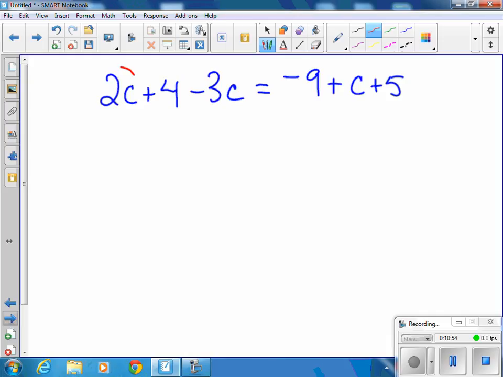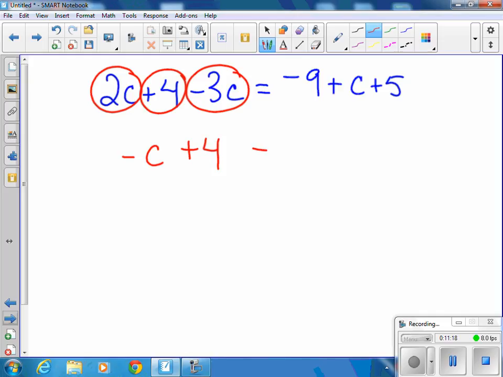I have 2 c's, and also remember we're just going to start with our terms that have variables in them. I have 2 c's over here, and I have minus 3c here. So what is 2 minus 3? Negative 1. That means I have a negative c for this side. But I still have plus 4, so I need to put the plus 4.